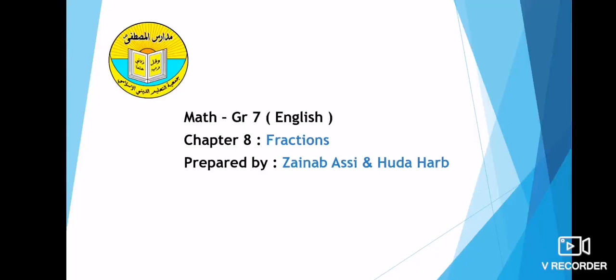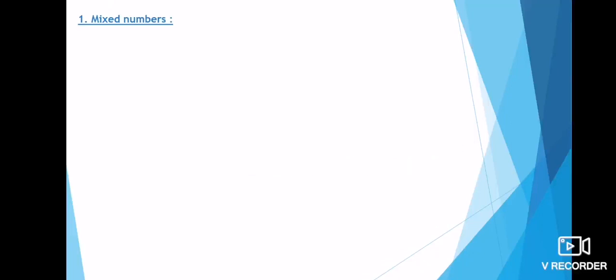Let's learn some new concepts in chapter 8, mixed numbers. Let's revise from grade 6. You know that a mixed number has the form as in this example, 5 and 2 over 3. This is a mixed number.